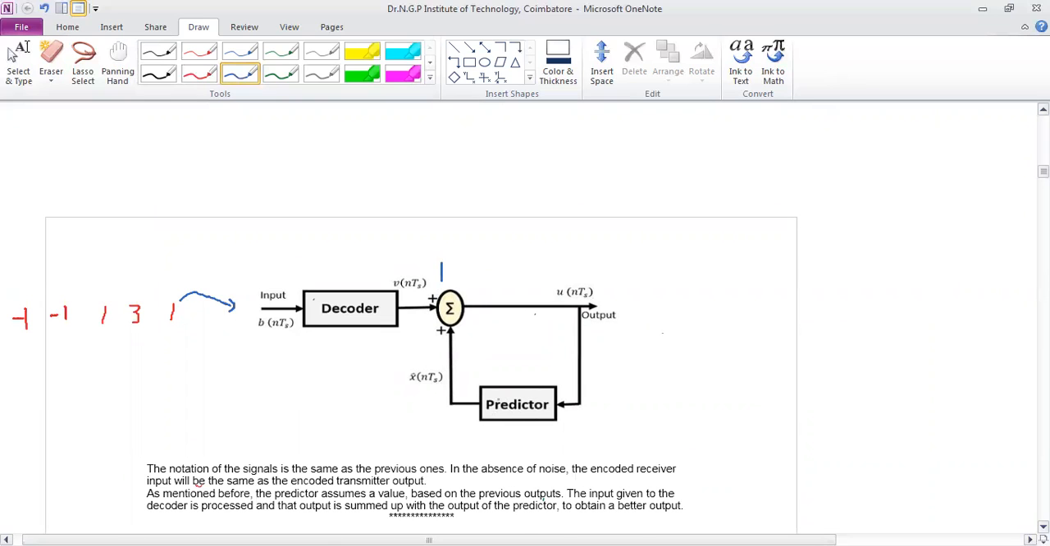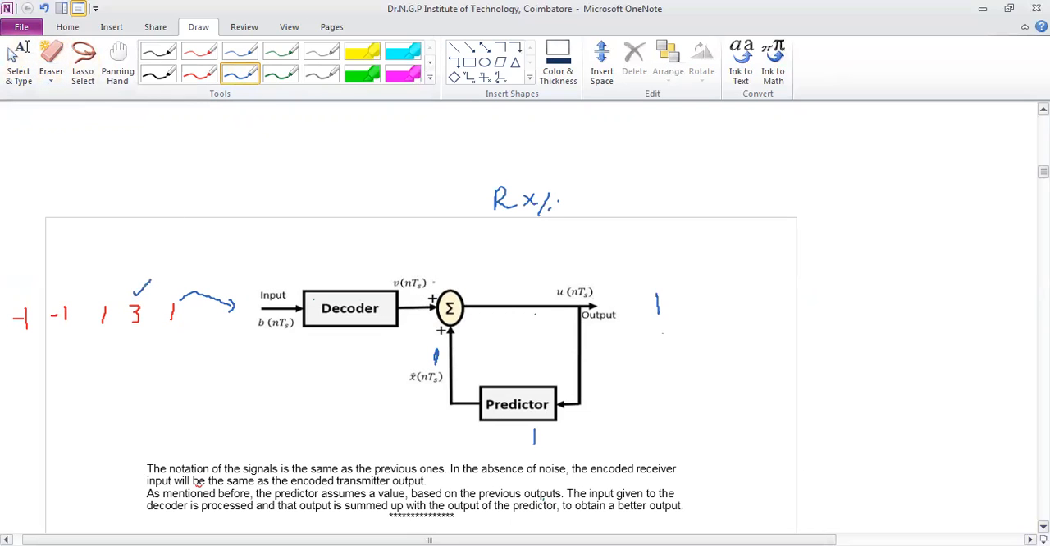So here also we have a predictor. In the first case there is nothing, therefore 1 is directly given as the output, that is called u of nTs as far as this DPCM receiver is concerned. The output is now 1. And after that, the same 1 is given to the predictor for the update. So now x of nTs will be 1 and v of nTs is the next sample.